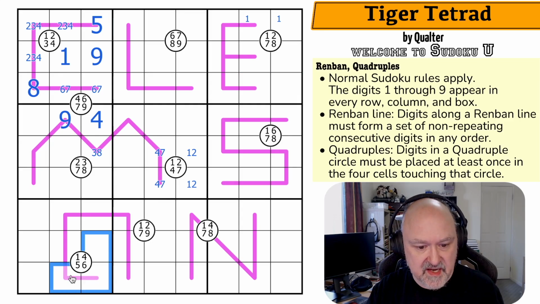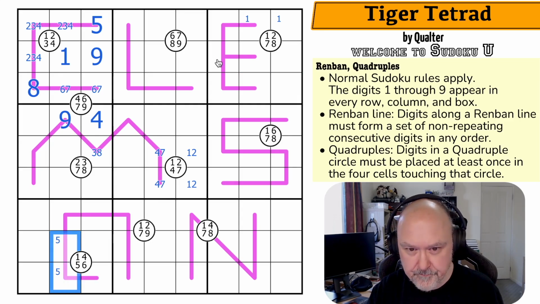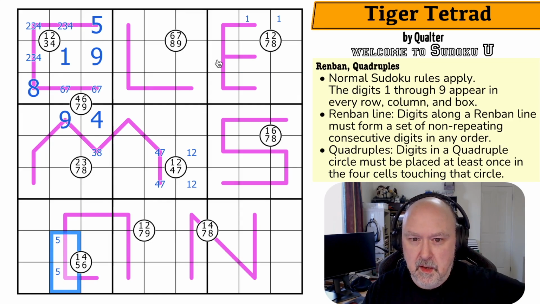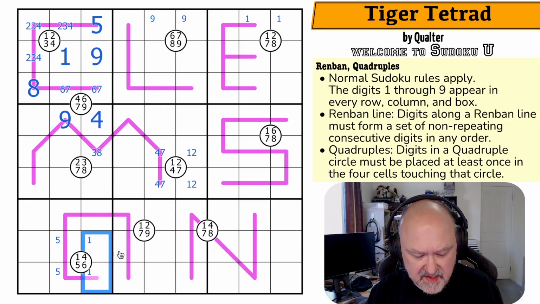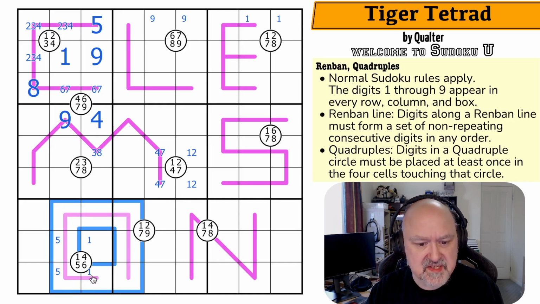The 5 looks down saying around this quadruple, 5 is in one of those two. The 9 here is saying 9 is up here. The 1 here is saying 1 is in one of those two. There is a weird geometry thing going on here. 9 is off this line. 1, 2, 3, 4, 5, 6, 7, 8. This is an 8 cell length line. So it's either 1 through 8 or 2 through 9.